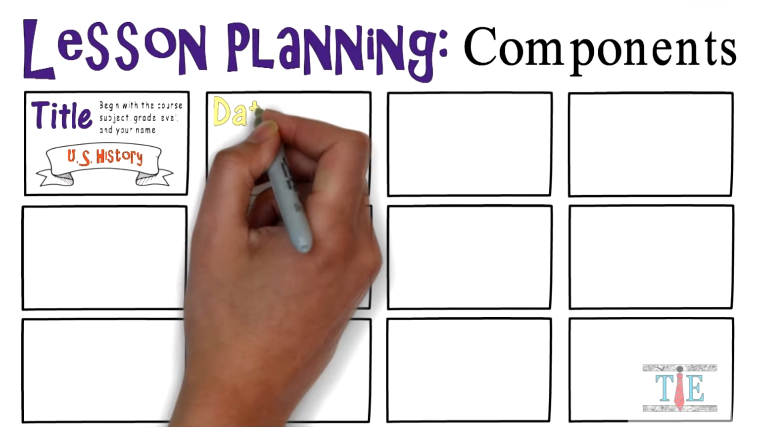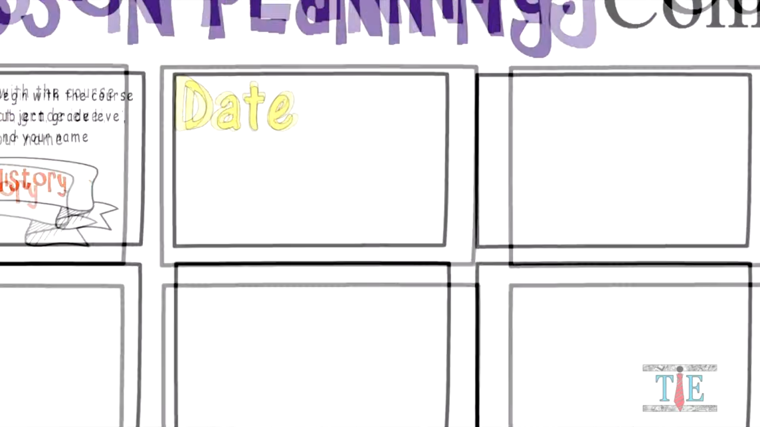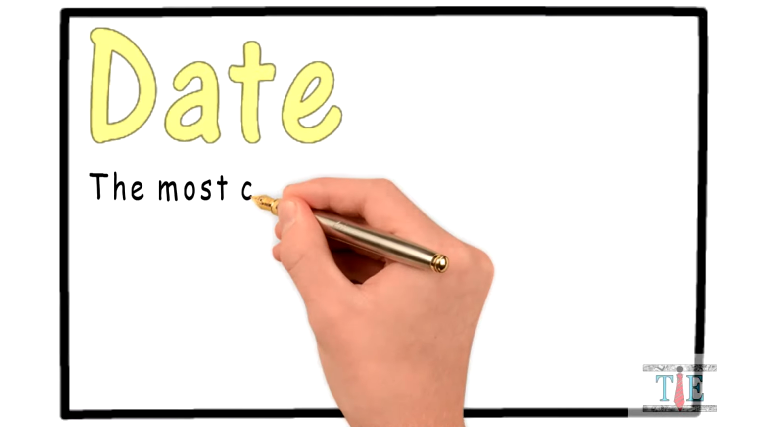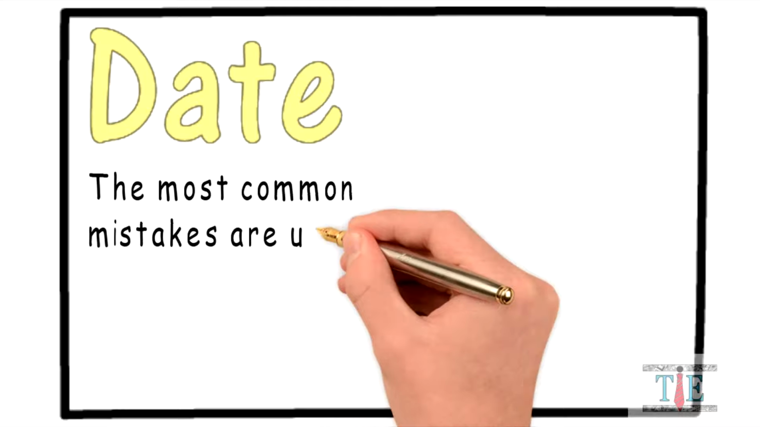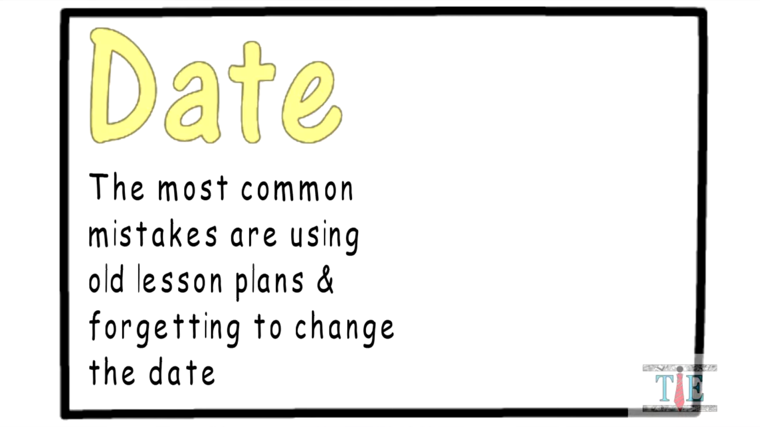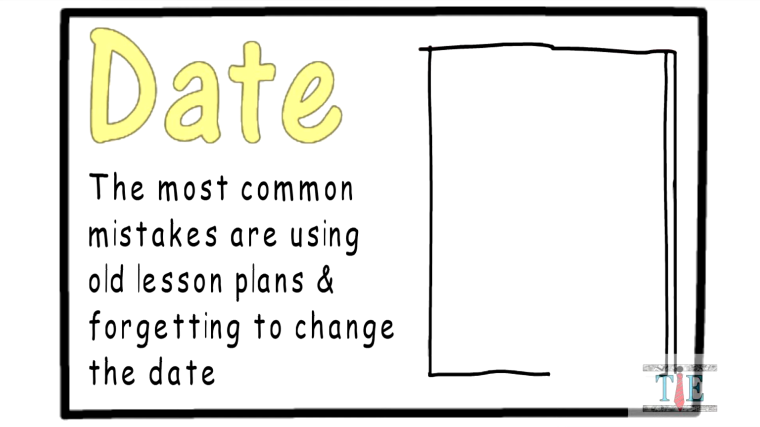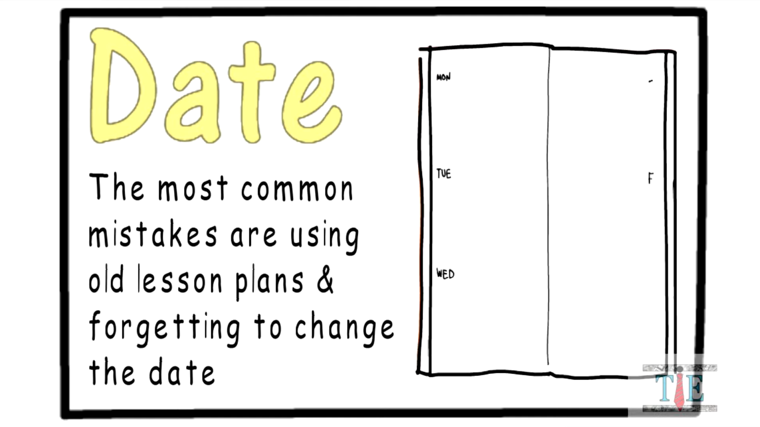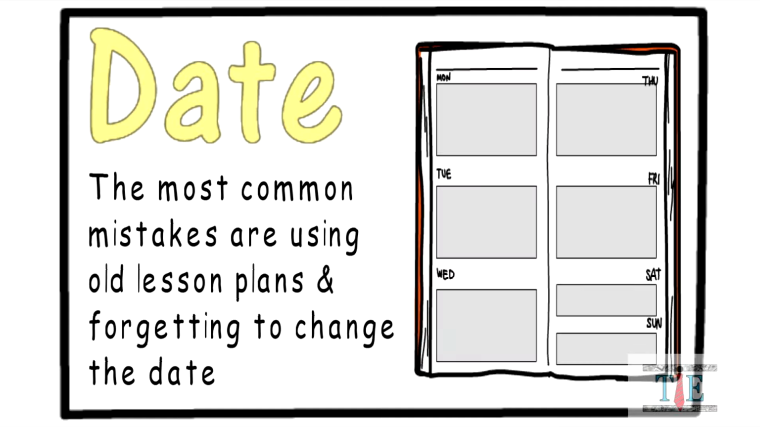Next up, the date, which is more important than you actually think. Teachers will not argue that one of the most common mistakes is using old lesson plans and forgetting to change the date. It happens to me all the time. When teachers get caught using older dates, it indicates they are not actually planning their lesson.